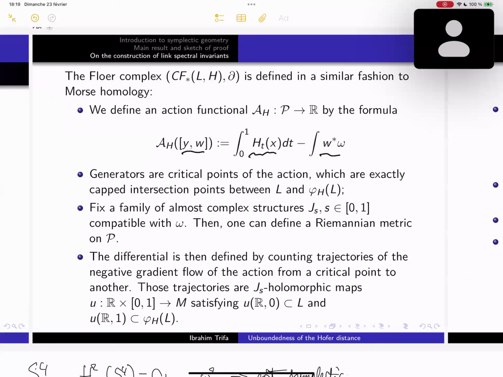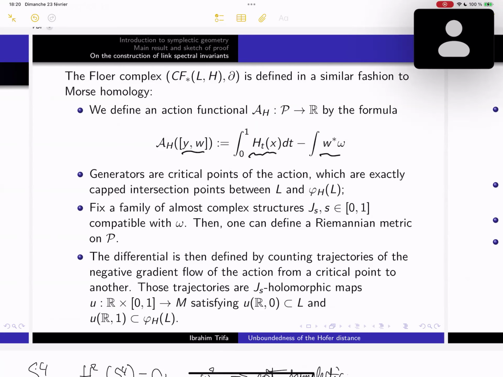And by integrating this metric over paths, we get a metric on P. So this enables us to define something like a gradient for A_H. And when we want to compute trajectories of the negative gradient, we end up with J_S-holomorphic strips u from the strip R times [0, 1] to M, with one boundary on L and the other on phi_H(L).